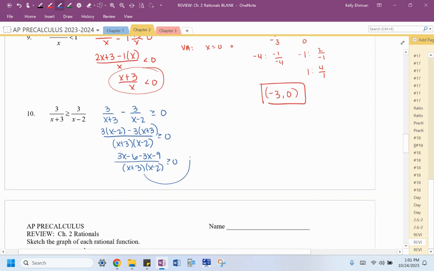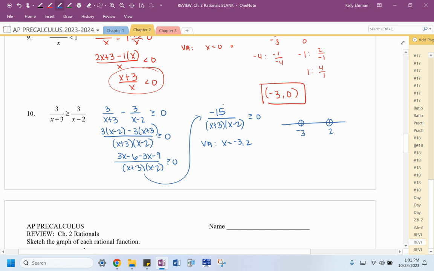Okay, bring this work up here. Simplify that, and in this one the 3x's cancel out. Negative 15 on top. Always leave the denominator factored. So the critical numbers are only from the vertical asymptotes. We get x equals negative 3 and positive 2. So they're both open circles.